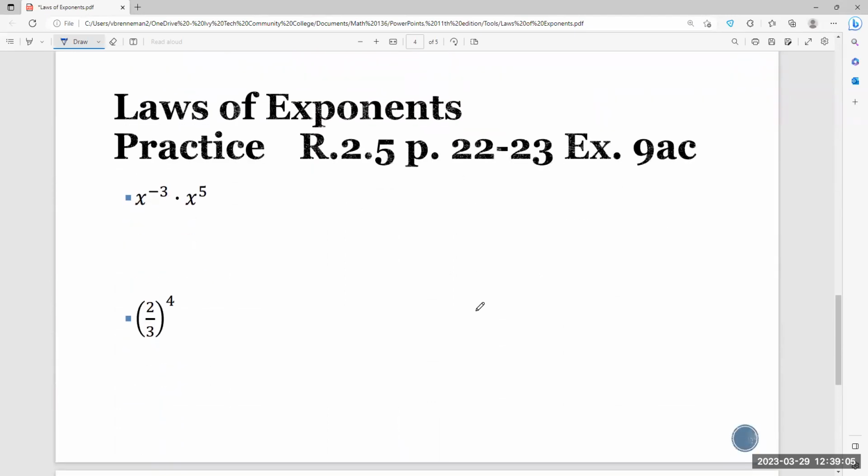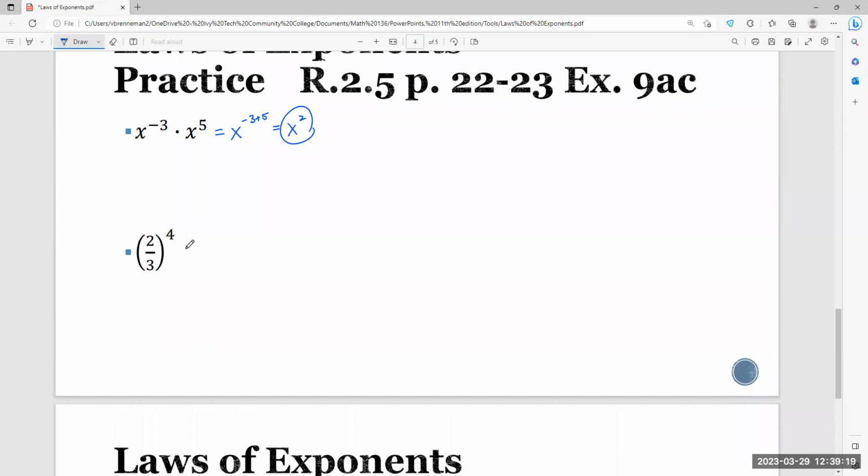All right, next example, x to the -3 times x to the 5th, just using the product rule, that's x to the -3 plus 5, which is x squared. Then (2/3) to the 4th power, applying the power of a quotient rule, that's 2 to the 4th over 3 to the 4th, which is 16 over 81.